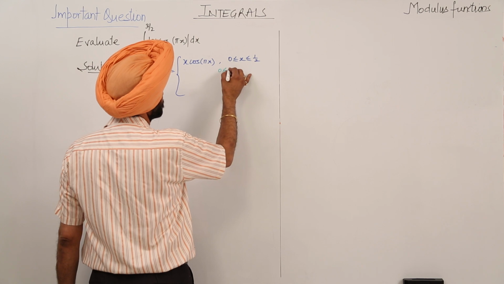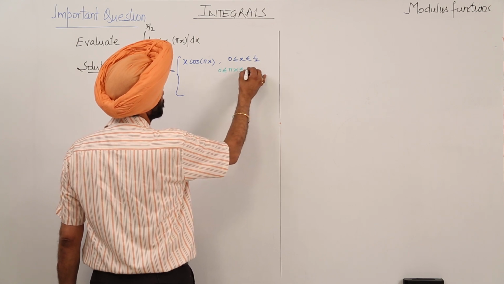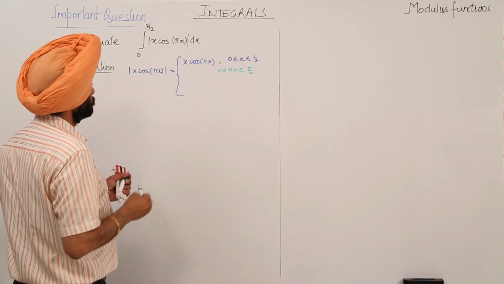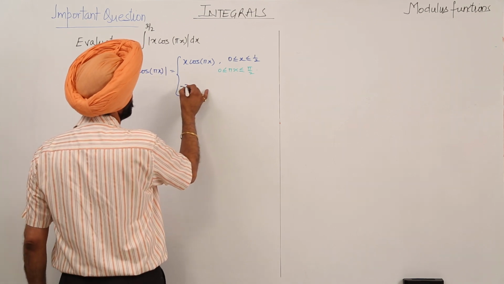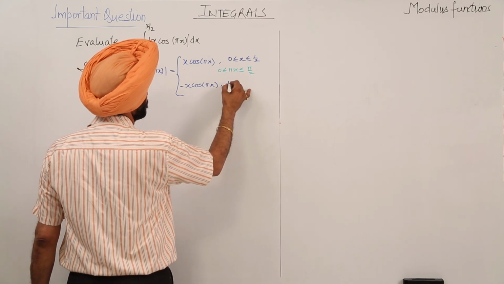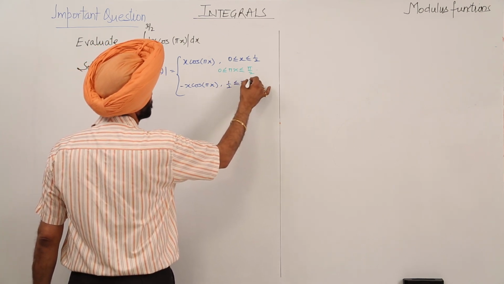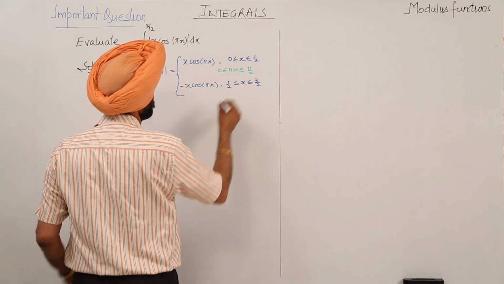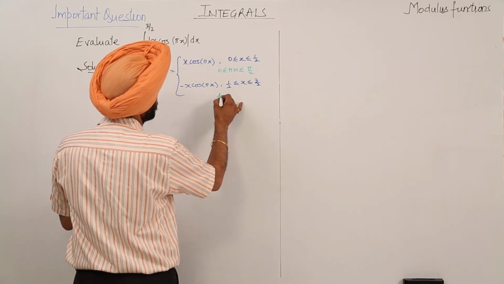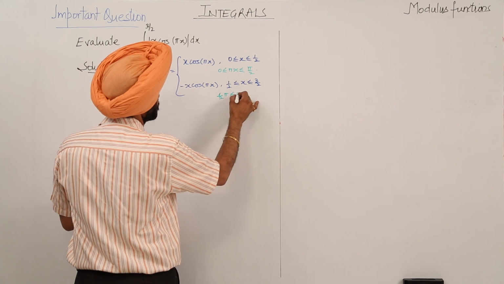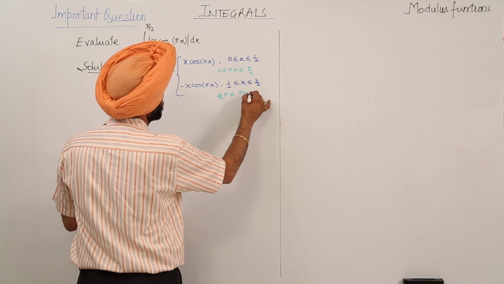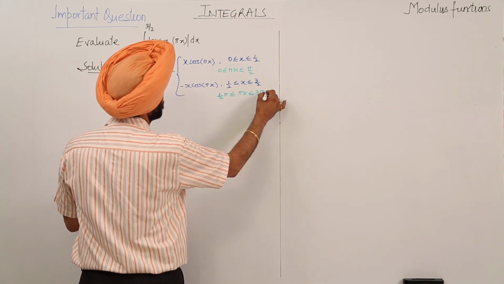Now can I write it as 0 ≤ pi x ≤ pi/2, multiplying by pi. Okay, and negative of x cos pi x when it is 1/2 ≤ x ≤ 3/2. Again on multiplying by pi, what we are getting is pi/2 ≤ pi x ≤ 3 pi/2.